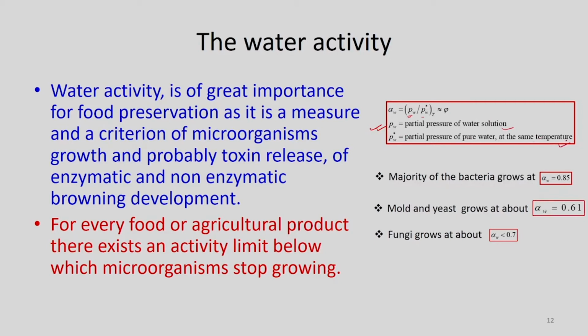Pw is the partial pressure of the water solution, and Pw star is the partial pressure of pure water at the same temperature, right. For every food or agricultural product, there exists an activity limit below which microorganisms stop growing. For information, the majority of bacteria grow at an activity of 0.85, mold and yeast grow at about 0.61, and fungi grow at an activity of less than 0.7. So, normally in drying of many agricultural products, activity is maintained below 0.6.